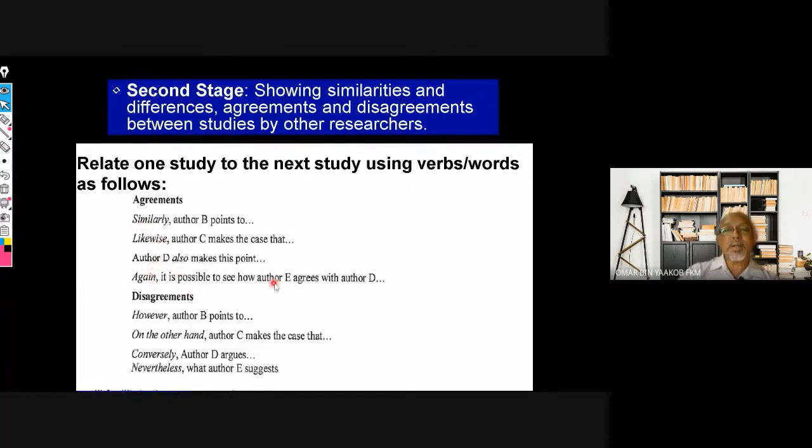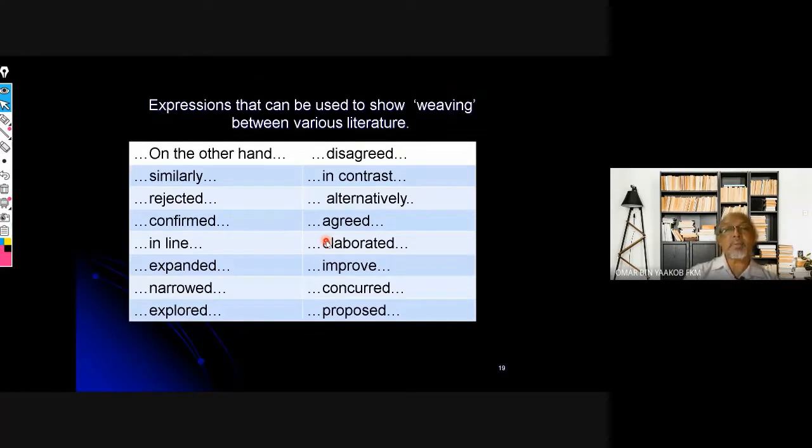So all these are examples. And then you may want to use words to show disagreement: however, on the other hand, conversely, nevertheless. Okay, and here are some other examples. On the other hand, so these are words used to do the weaving between the various literature, because a literature review is where you take the various literature and compare and contrast. Then you may want to say that someone disagreed, or agreed, or did it alternatively a different way, or expanded, explored, concurred, proposed, enhanced, confirmed, rejected, and so on.